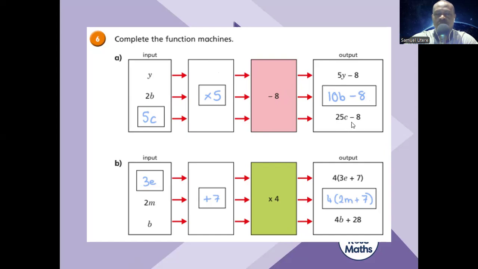So you can do 25c. The inverse of subtracting 8 is to add 8. So that gets rid of subtracting 8. You're now left with 25c. And then the inverse of multiplying by 5 is to divide by 5. And that gives you 25c divided by 5, which is 5c. And then here, we apply the same principle.